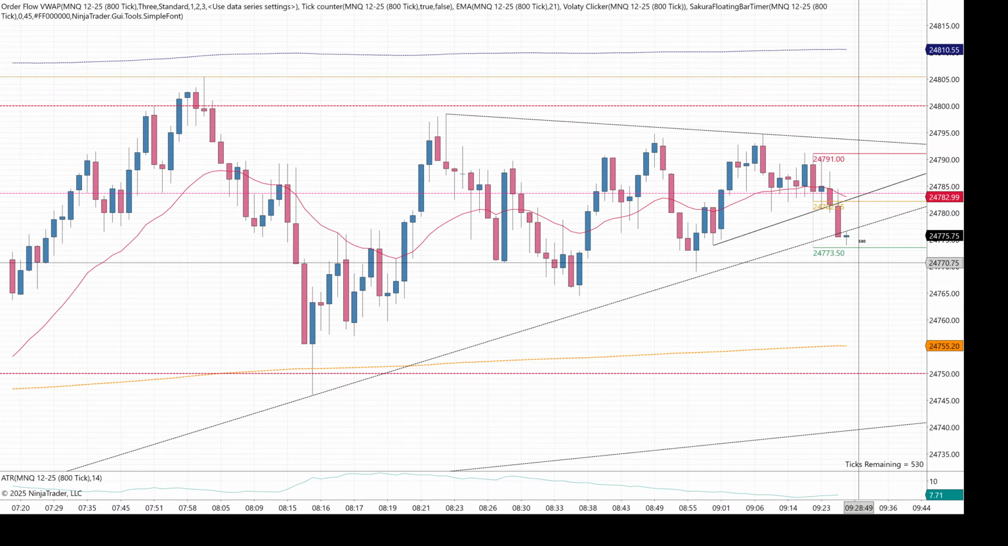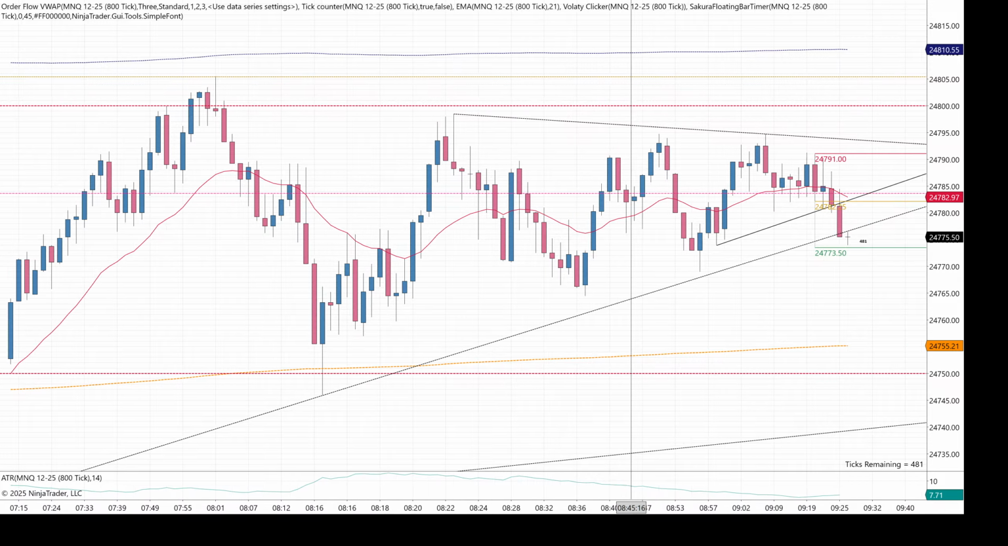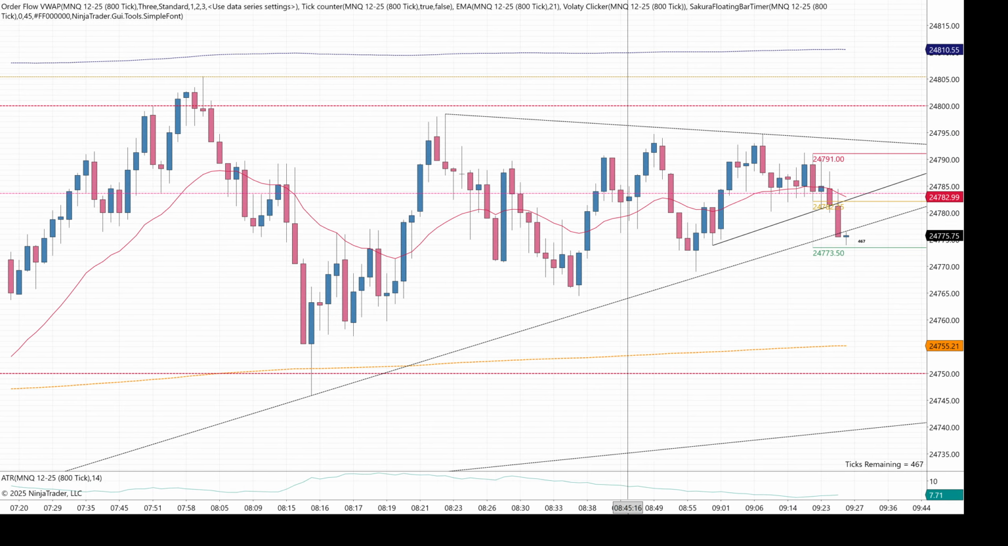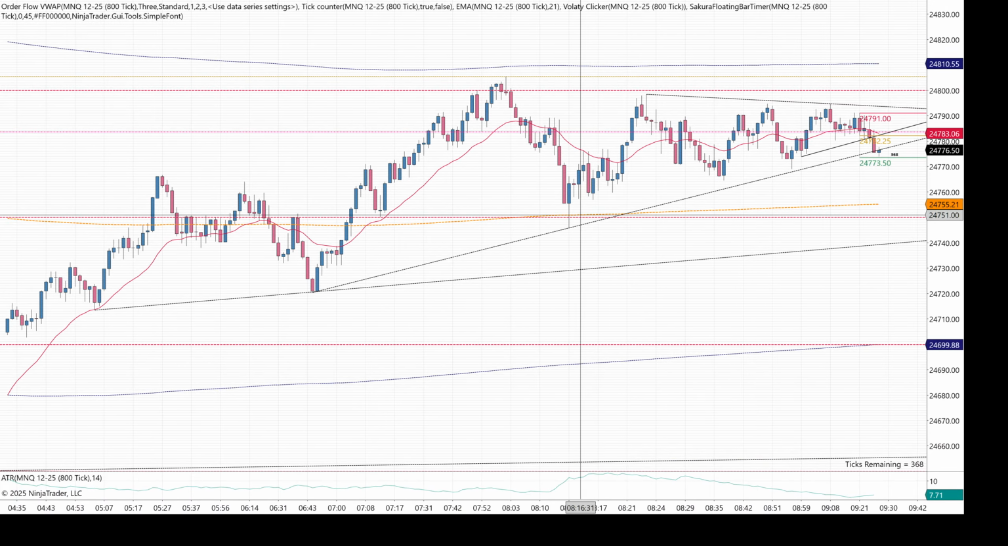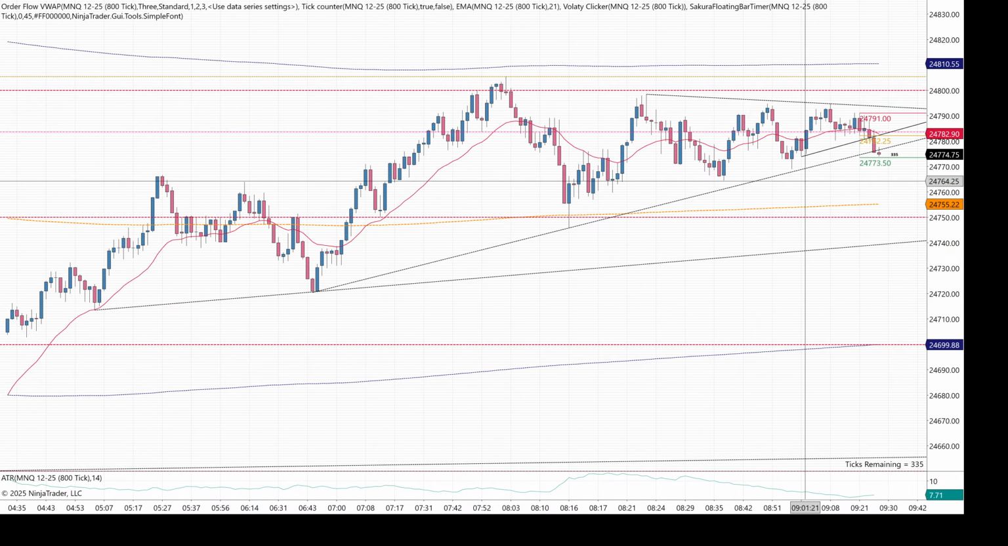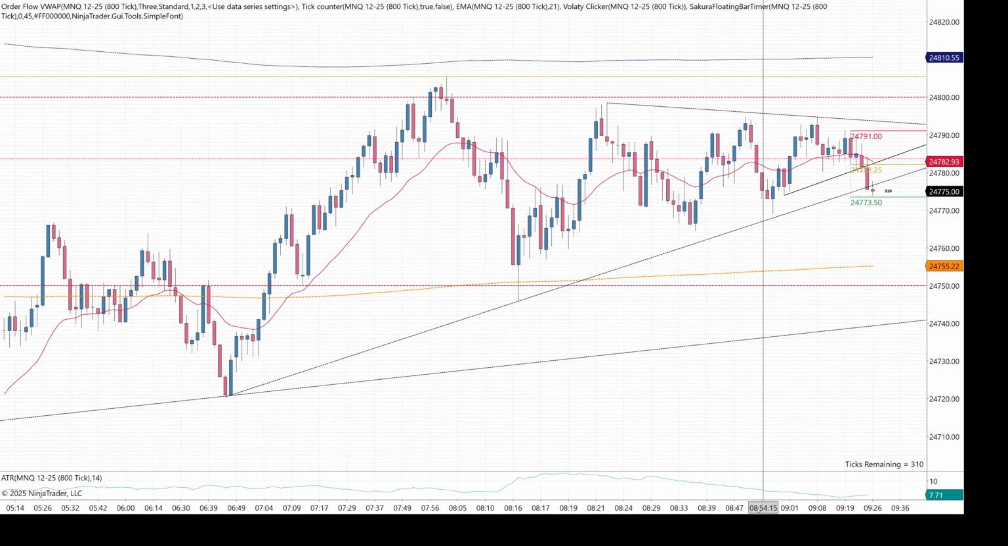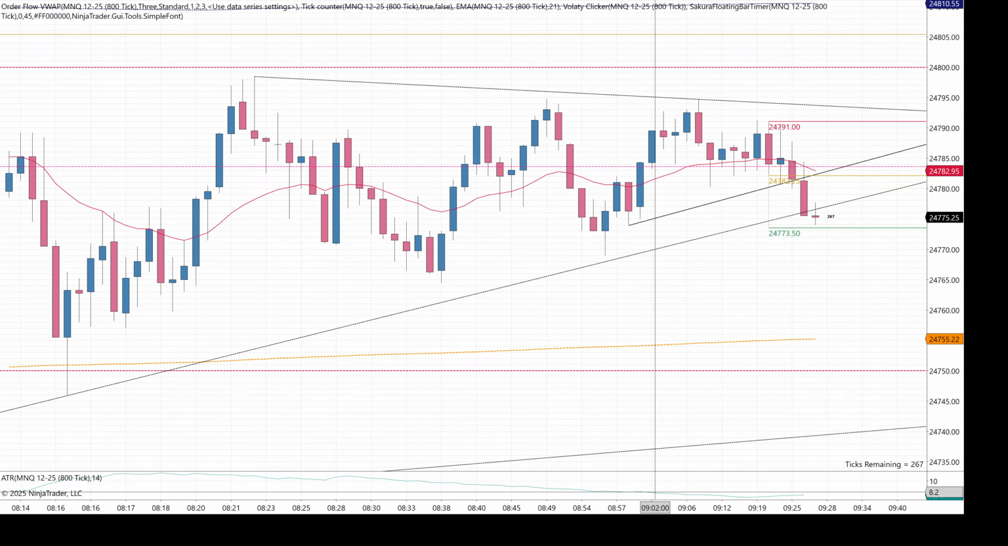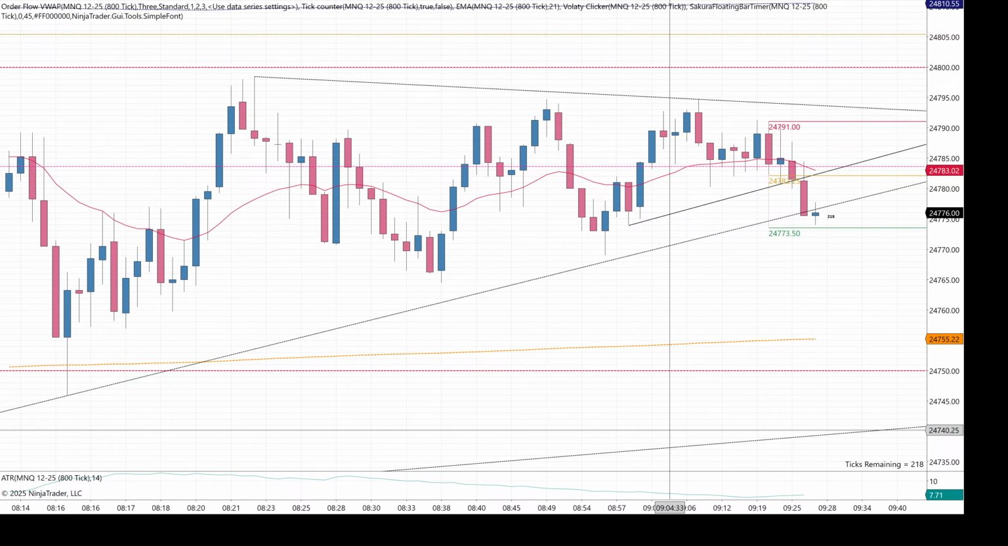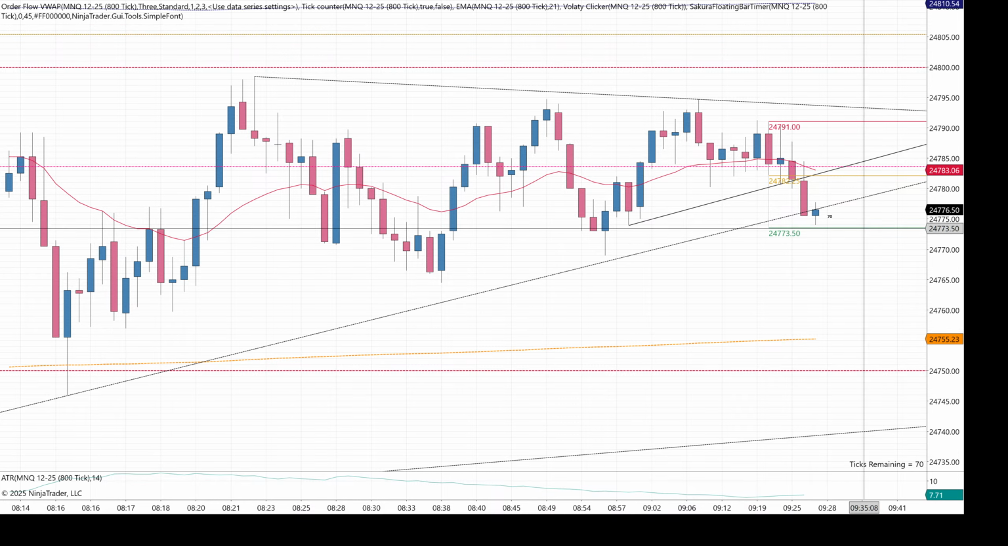Okay, this trade's almost hit target here. We wouldn't have taken it anyway. Let's see if this bigger upward trend line will hold here. We have about 4 minutes till market opens.